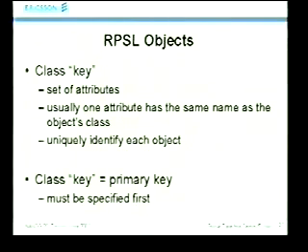In RPSL objects, there is a class key, which is a set of attributes that uniquely identify each object. The class key, sometimes called the primary key, uniquely identifies the object. It can be one or more attributes. It's usually only one attribute that uniquely identifies the object, but you can have more. And it's usually one attribute that has the same name as the object's class. This class key must be specified first.